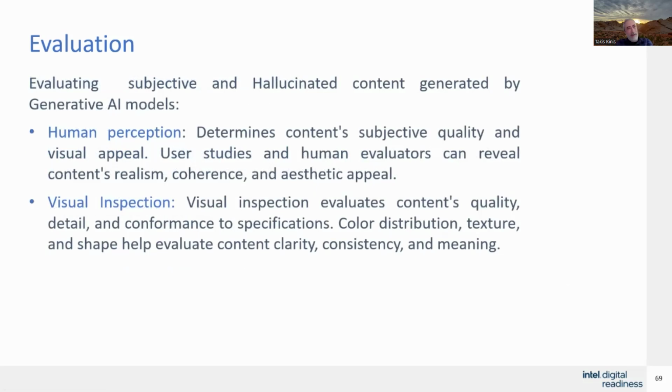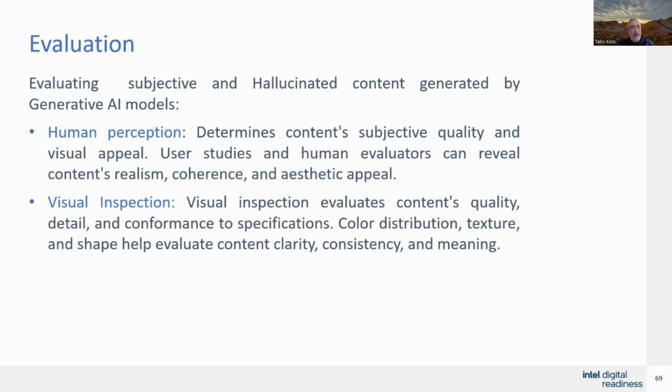This is a kind of interesting metric here: evaluating subjective and hallucinated content generated by Gen AI models. And if you've ever asked an AI engine to create an image of some fantasy make-believe world, what it creates is based upon what it knows. So how do we judge that? One is just human perception. So it says we use subjective quality and visual appeal.